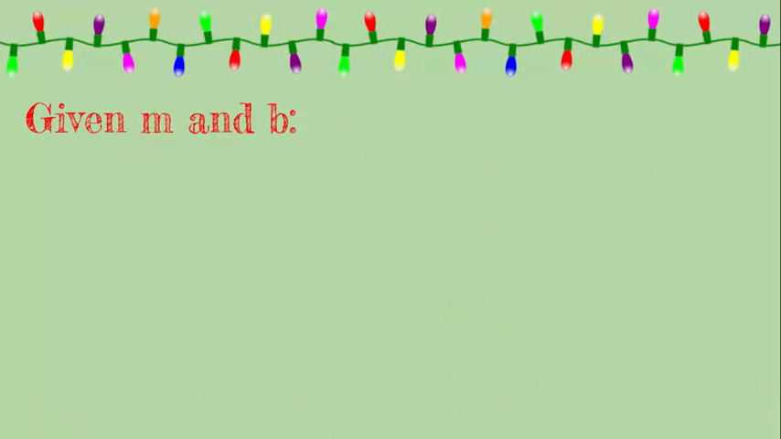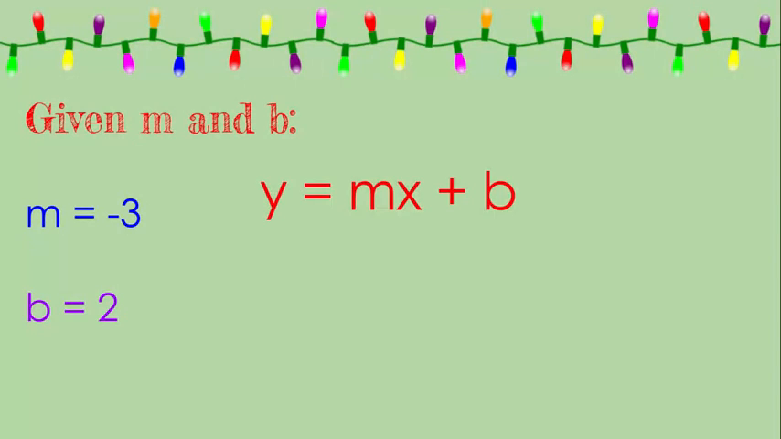So first, we're going to go over how to write the linear equation if we are given our m and b value. So in this example, we're given m is equal to -3. That means our slope is -3, and b, our y-intercept, is equal to 2. So first we're going to write down our equation y equals mx plus b.